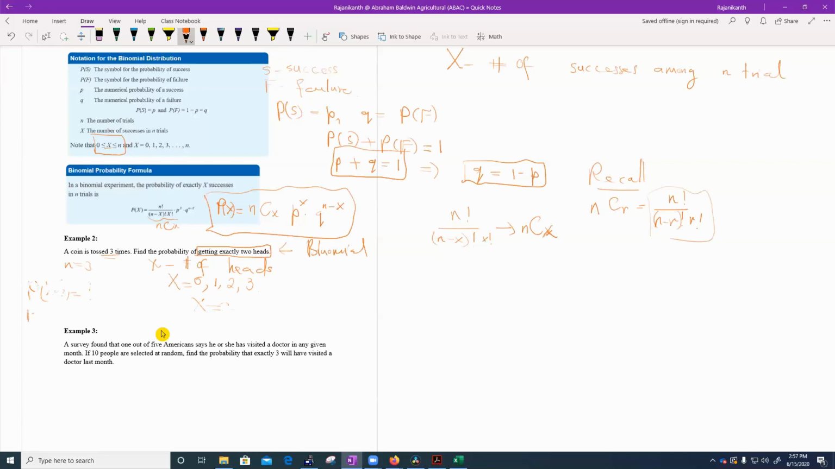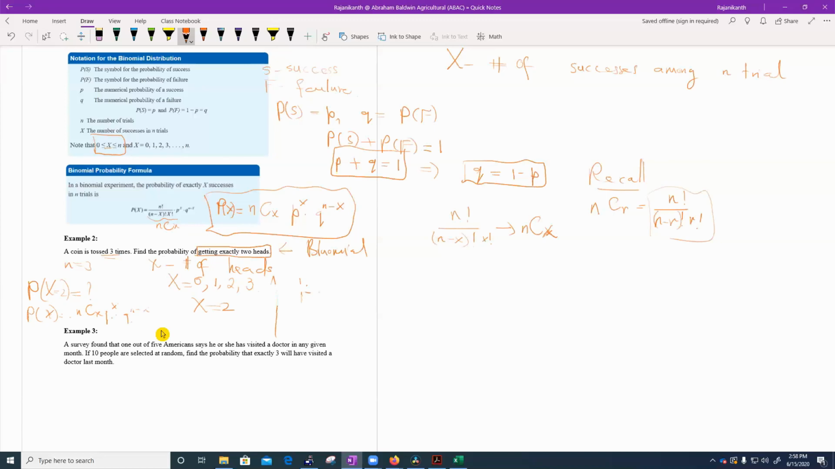First of all, I am writing the P(x) formula. Remember, we already know that this is a binomial experiment. Therefore, I will use this P(x) formula. I'm using this version, the combination version, rather than writing in explicit form. So I prefer to use this one. So my P(x) is given by n choose x, little p to the power x, times little q to the power n minus x.